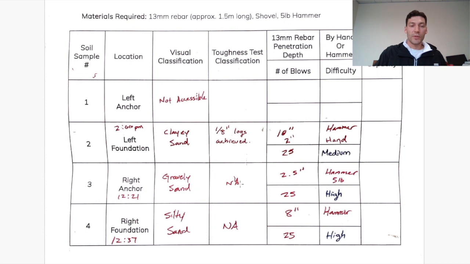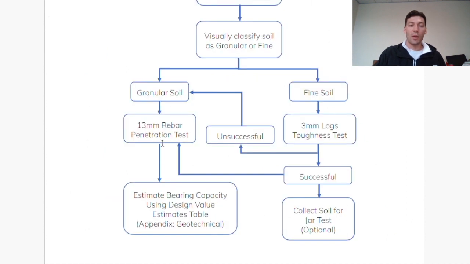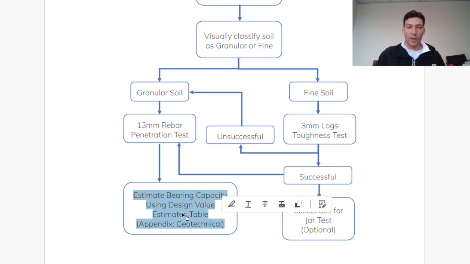So after we do the visual classification and the toughness test classification, then we always move to our final test, which is a 13 millimeter rebar penetration test. And going to the flowchart just very quickly, just to show you that that is the last step in our surveying process for soil before we move on to estimate bearing capacities using our design value estimate tables.